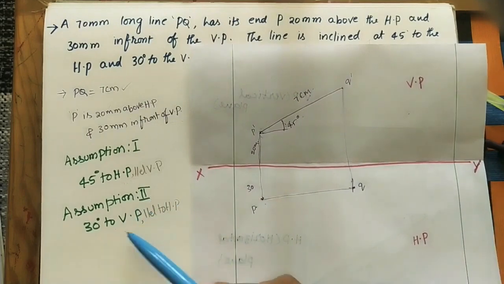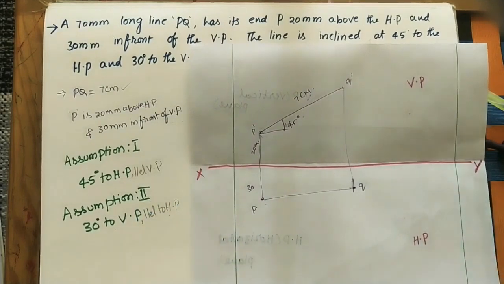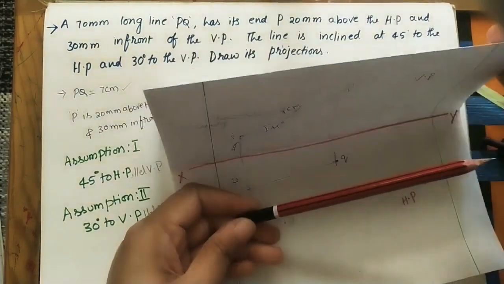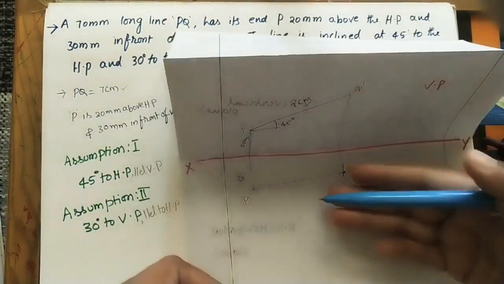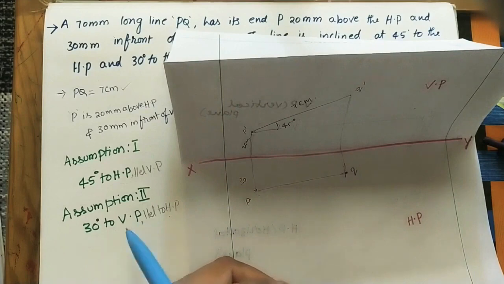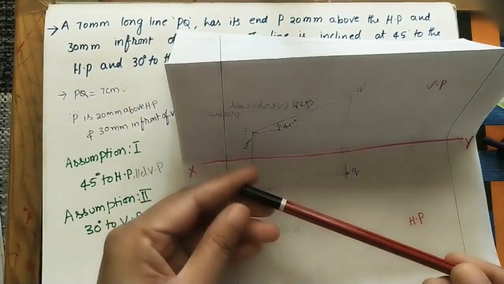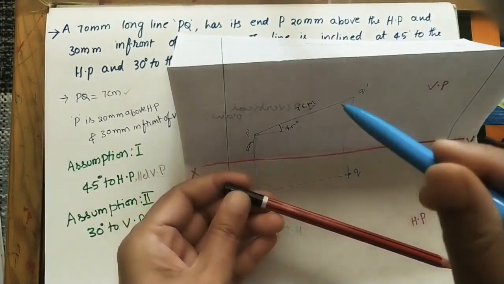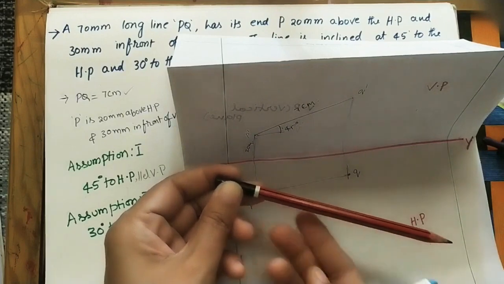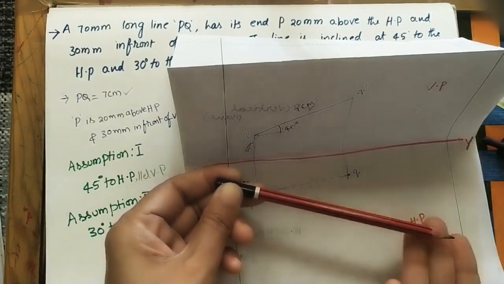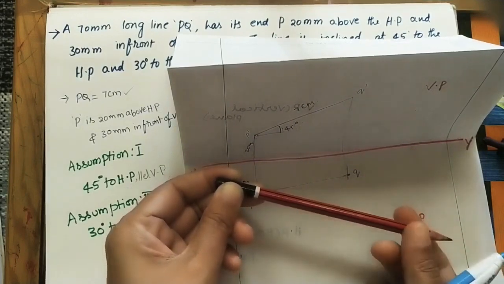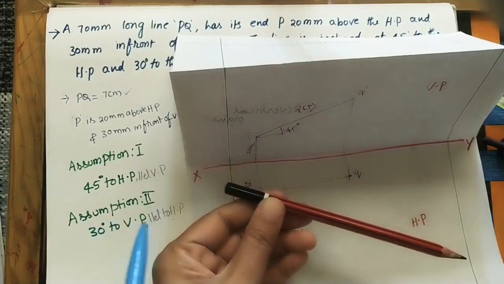The line is making an angle with the VP and parallel to HP. Here the same line, the same planes, vertical plane and horizontal plane. Now the line is making 30 degrees with the VP like this. It is making an angle with the vertical plane and is parallel to the horizontal plane. The gap between the horizontal plane and the line is constant. Okay, this is the second assumption.